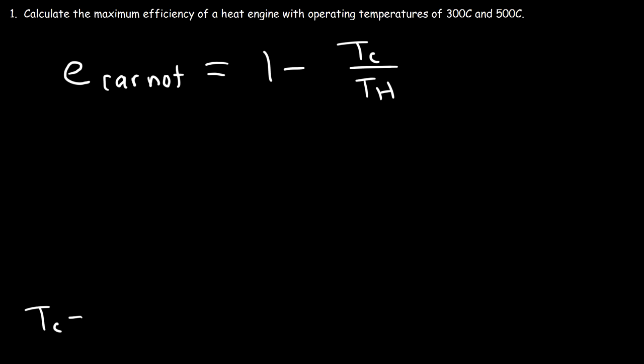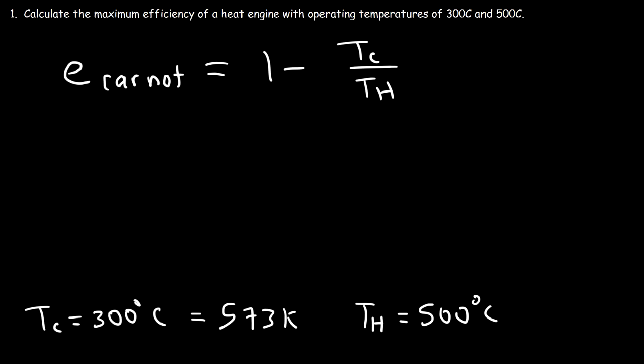So Tc is currently 300 Celsius, so we need to add 273 Kelvin to that. This is going to be equal to 573 Kelvin. And Th, the hot temperature, is 500 Celsius. If we add 500 plus 273, this is going to equal 773 Kelvin.